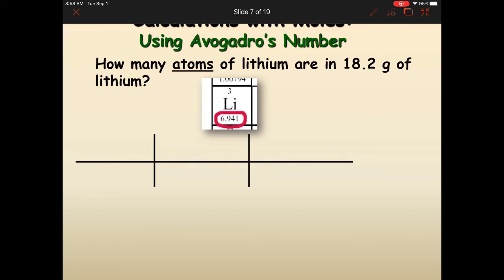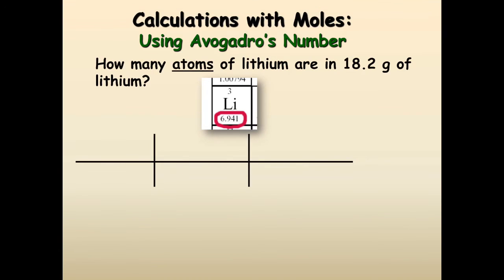Now let's do a calculation using Avogadro's number. So the question is, how many atoms of lithium are in 18.2 grams of lithium? So first off, we need to convert grams to moles, and then we can go from moles to atoms, because Avogadro's number is the number of atoms in a mole of anything.